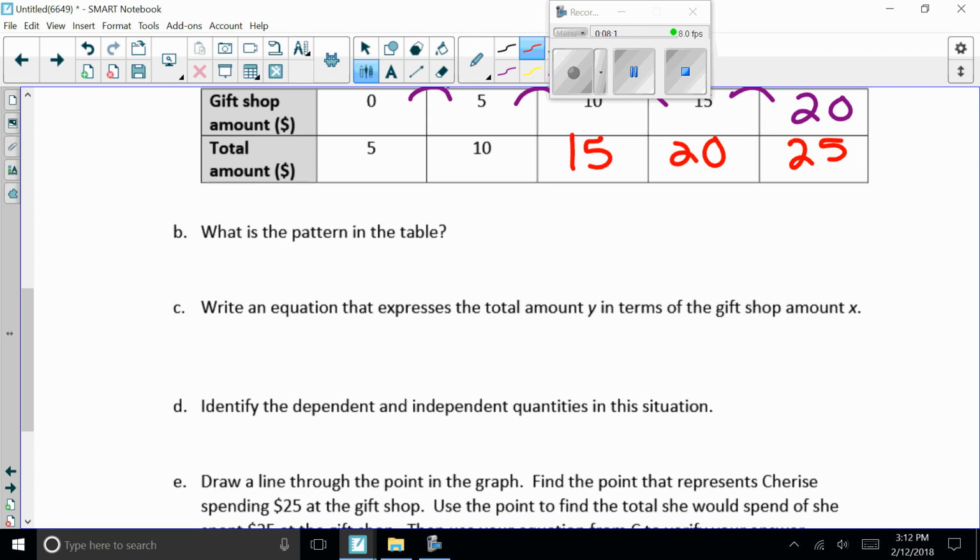So what is the pattern in the table? Remember, you're always looking from your X to your Y. So what is happening between each one of these? It appears that if I'm starting at 0, I can't multiply 0 times anything and end up getting a 5. The only way I can get a 5 is if I add 5 to it each time. So my equation is going to be y equals x plus 5. Okay? I'm sorry, so we should move that down.